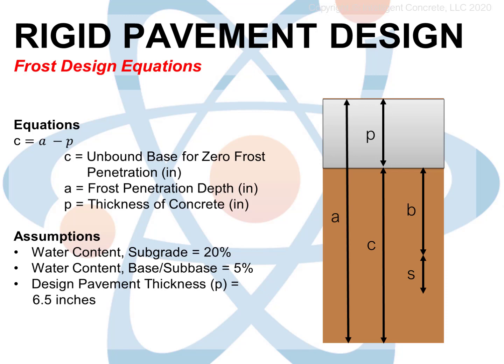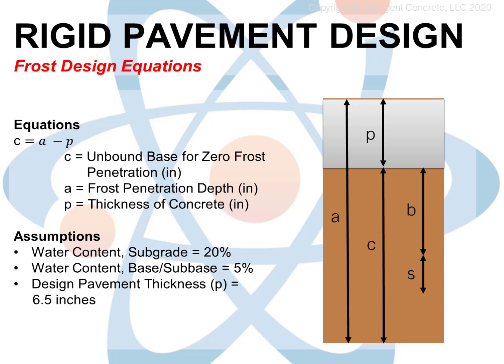P is the pavement thickness, say the 6.5 inches we determined in our light-duty roadway pavement design we did a few minutes ago. C is what's known as unbound base. It's merely a term for base, subbase, and subgrade layers that have not been bound together by chemical methods, such as being treated with lime or cement, or by other means by which we turn soil into a cementitious or otherwise solid or semi-solid material. In other words, it's just soil. Maybe compacted, maybe not, but it's what's left over after we subtract our pavement thickness from the total frost penetration depth.